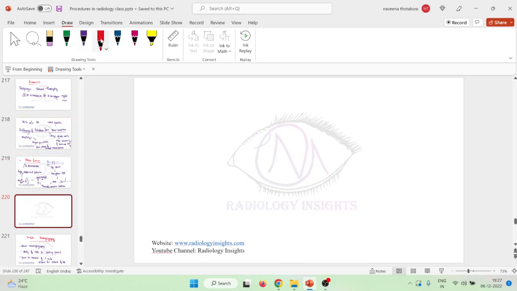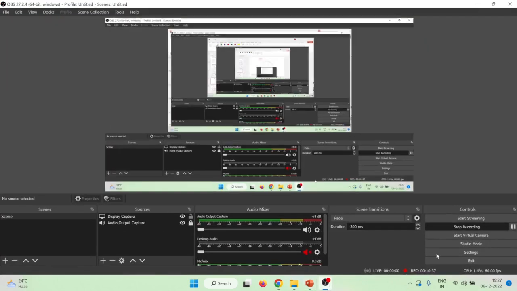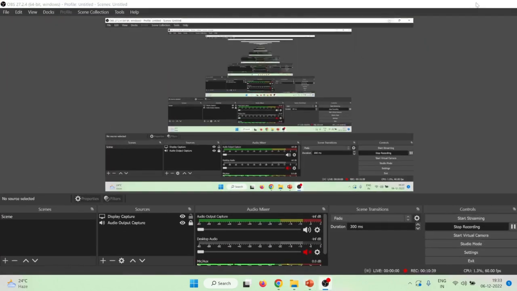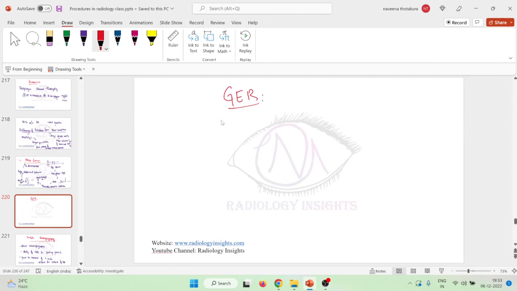Then the next disease is gastroesophageal reflux disease. For gastroesophageal reflux disease, we can do a test called the siphon test. In this siphon test, first you will fill the stomach with 50% of barium.